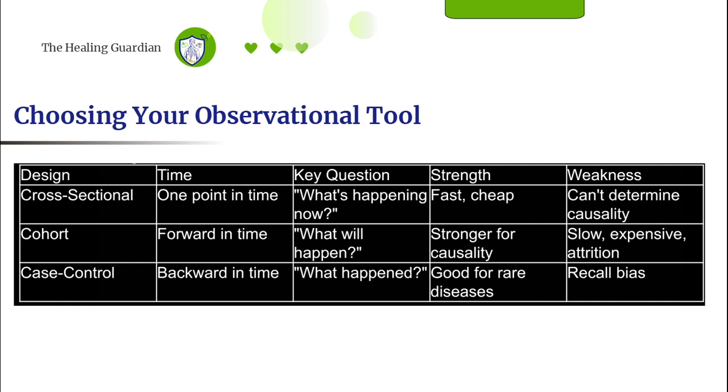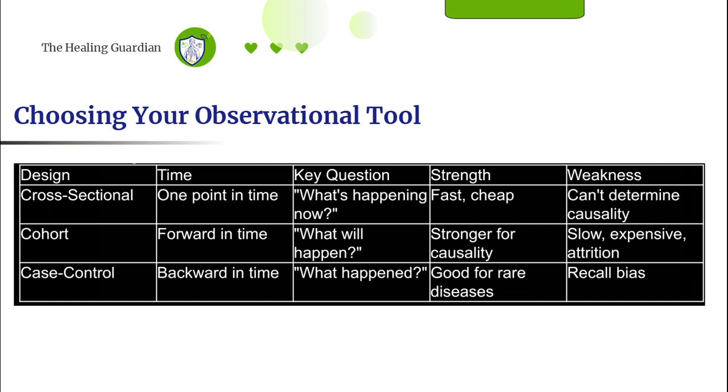Then number three, the strength. If you want to determine causation, then the cohort is the ideal. For any research determining whether this causes this, if you are using observational methods, cohort is ideal. Then if you want something fast and cheap, the cross-section is your option. The weakness is that cross-sectional cannot determine causality. So if you are looking at causality and you use cross-sectional, then your data cannot be used for determining that.